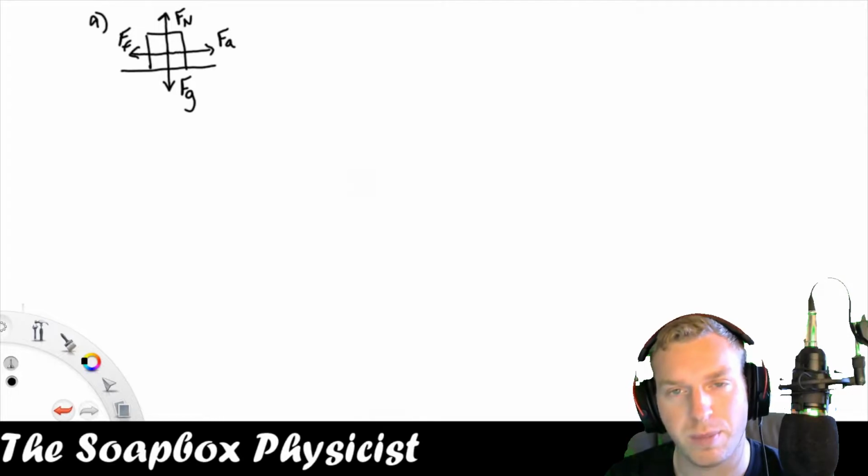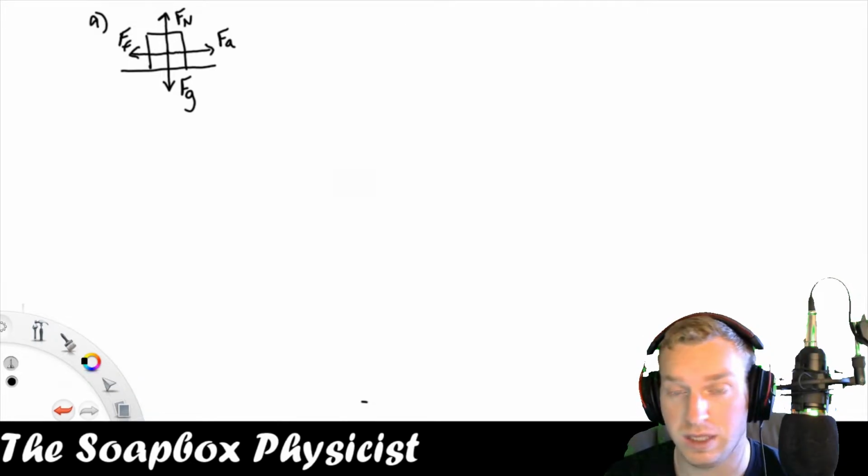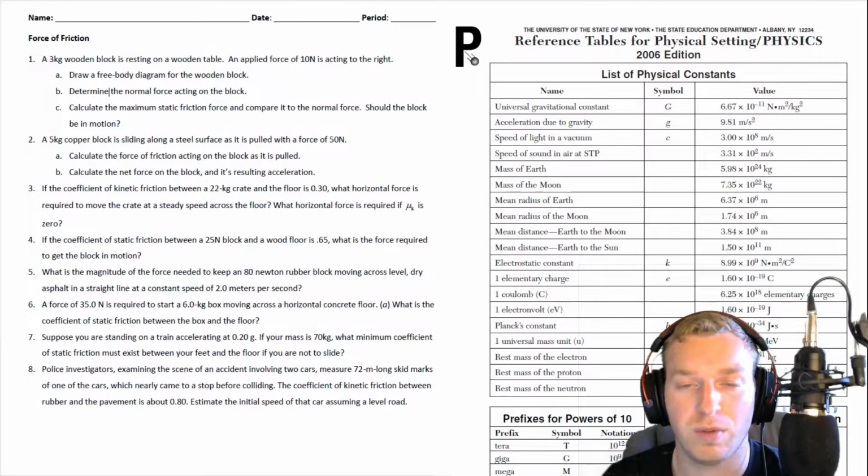Now these don't have to be perfect, like I don't need to measure this line and this line per se, but approximately the same length, the same magnitude is definitely required. So that's it. That's all you need for part A. So let's move on to part B, which is determine the normal force acting on the block.